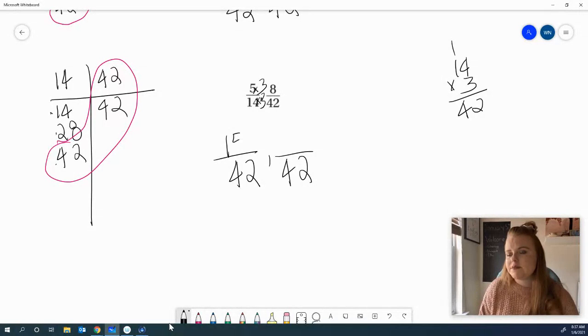So we're going to have 5 times 3 is 15. And to get to 42, I didn't do anything. So I'm just going to bring down that 8. Because really, I just multiplied that 42 times 1. So the 8 times 1, you bring it down. So my equivalent fraction to 5/14 is 15/42. And my equivalent fraction to 8 over 42 is 8 over 42. This lets them have a common denominator.